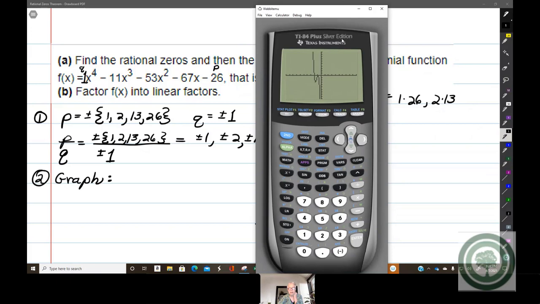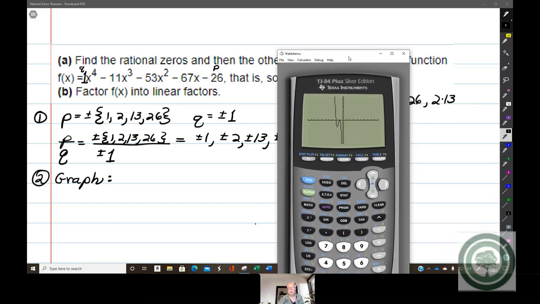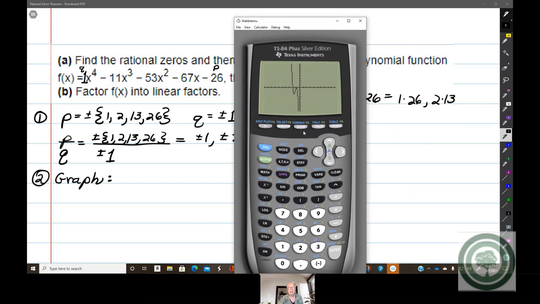So I am betting, shouldn't bet, but I am, that since positive and negative 26 are in the batch of all possibles, I need to expand my window at least for a minute to see where those other zeros might be, or the other zero. So instead of going negative 10 to 10 on the x-axis, I'm going to go negative 30 to 30 just temporarily, because I want to see if 26 is in hiding, or maybe 13 or negative 13. So negative 30 to positive 30.